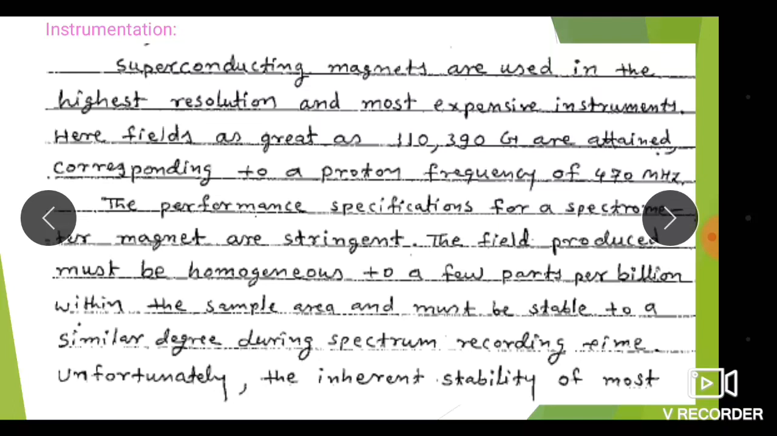The performance specifications for the spectrometer magnet are important. The field produced must be homogeneous to a few parts per billion within the sample area and must be stable to a similar degree during the spectrum recording time.